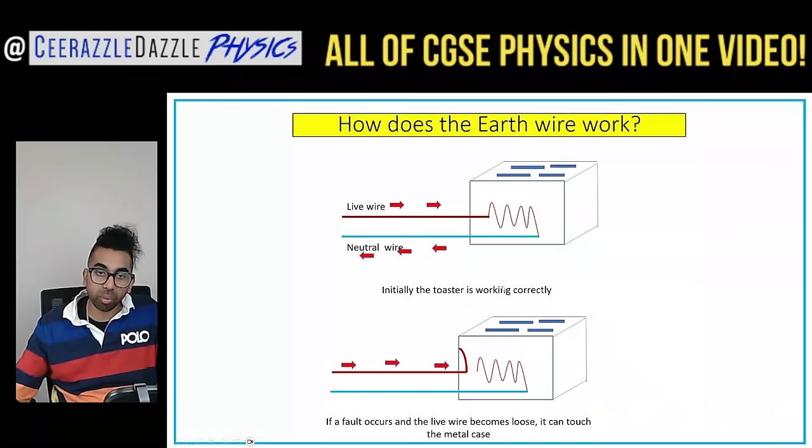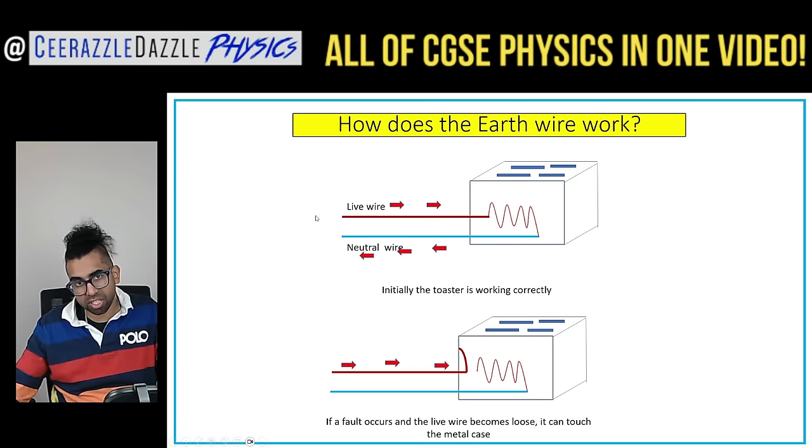How does the earth wire work? Right, so how does the earth wire work? So over here, look, this is a toaster. And what happens is we've got a live wire going in and this is the heating element of the toaster.